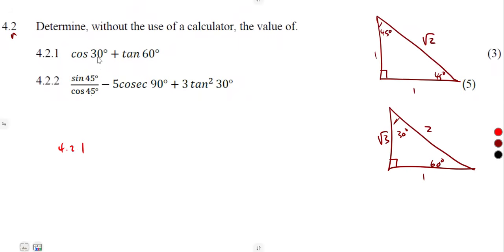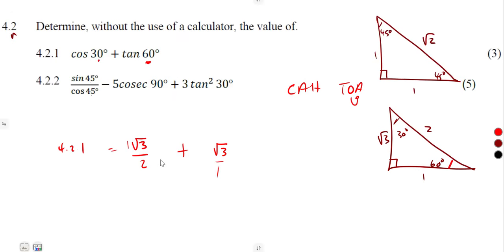So 4.21, cos 30. That's cos adjacent over hypotenuse. According to 30, this is adjacent, this is hypotenuse. So cos 30 is square root of 3 over 2, plus the tan of 60. SOHCAHTOA, opposite over adjacent. Sorry, tan 60. So according to 60, this is opposite and this is adjacent.